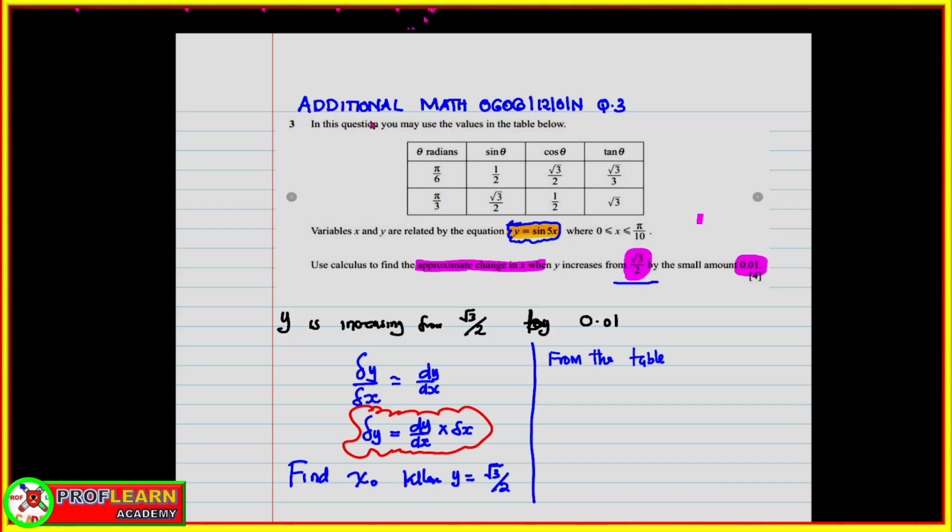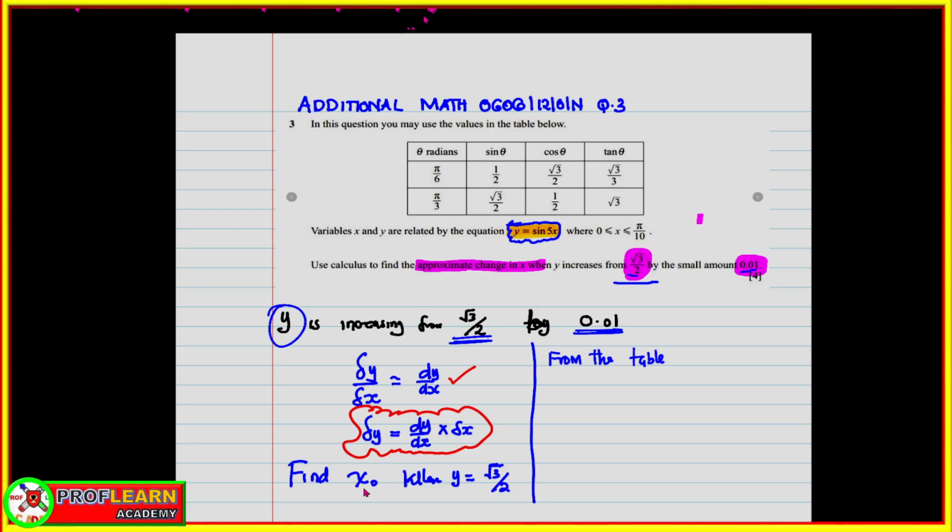So in this question, we're supposed to use calculus to find the approximate change in x when y is increasing from this particular value by a small amount. So what we need to understand is that y is increasing from this point by this amount. In order to work this out, we need to remember that a small change in y over a small change in x is approximately equal to dy/dx. That is the reasoning we're going to use in this question.